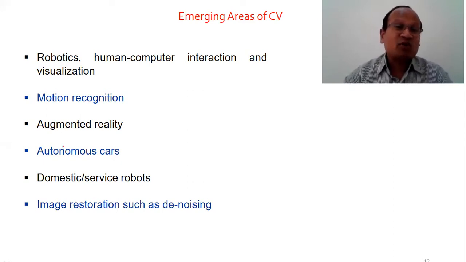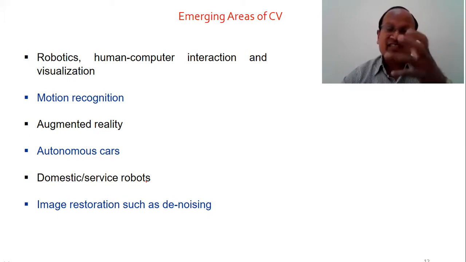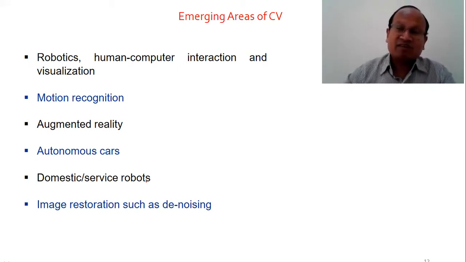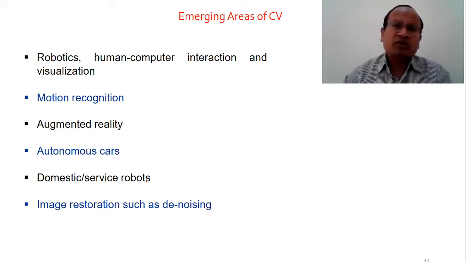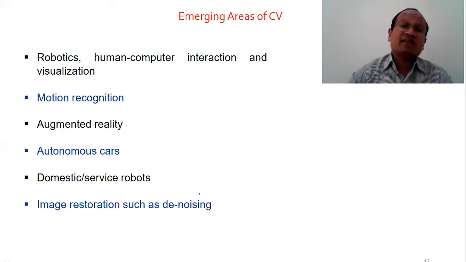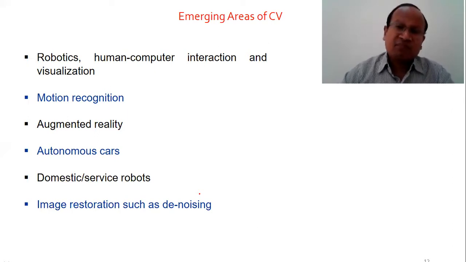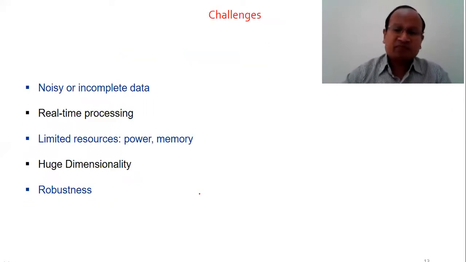Domestic and service robots. These days in the medical field, in healthcare, robots are used in different hospitals to serve medicine, for patient care and other applications in the healthcare sector. Image restoration such as denoising, where the quality of an image can be improved intelligently and smartly by using computer vision.